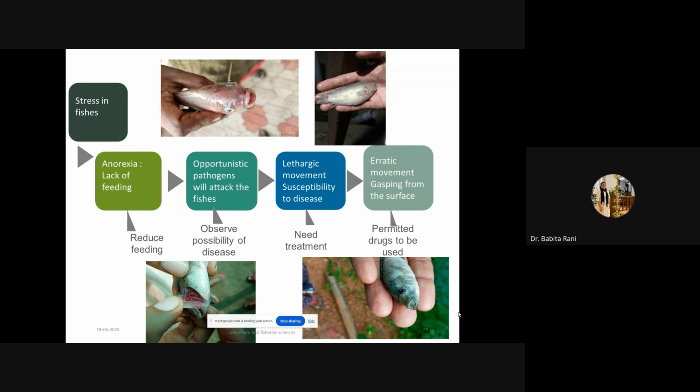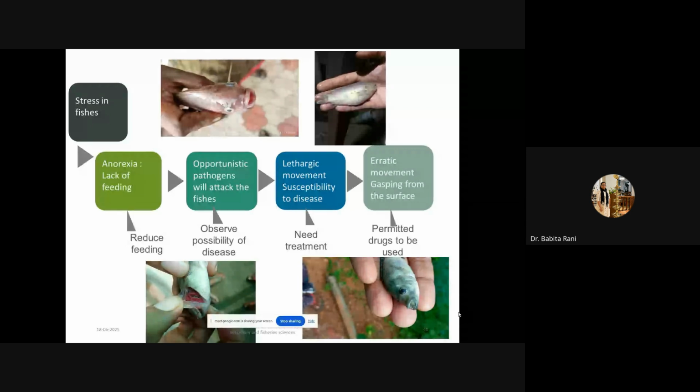Yeah, and in a biofloc system, it is also not away from stress. When the fish is under stress, you'll have anorexia. That's the first thing you observe in a biofloc system. Fish will stop feeding on whatever food you are giving. So that is the first observation that something is wrong.